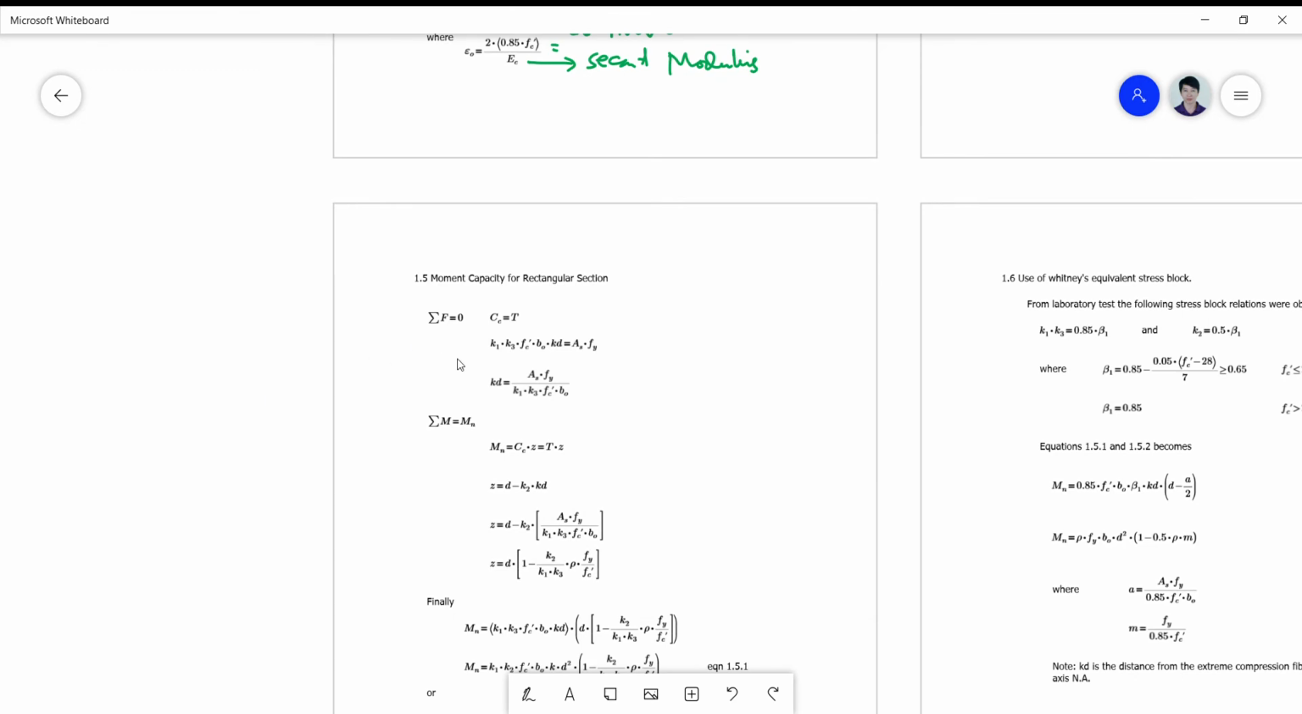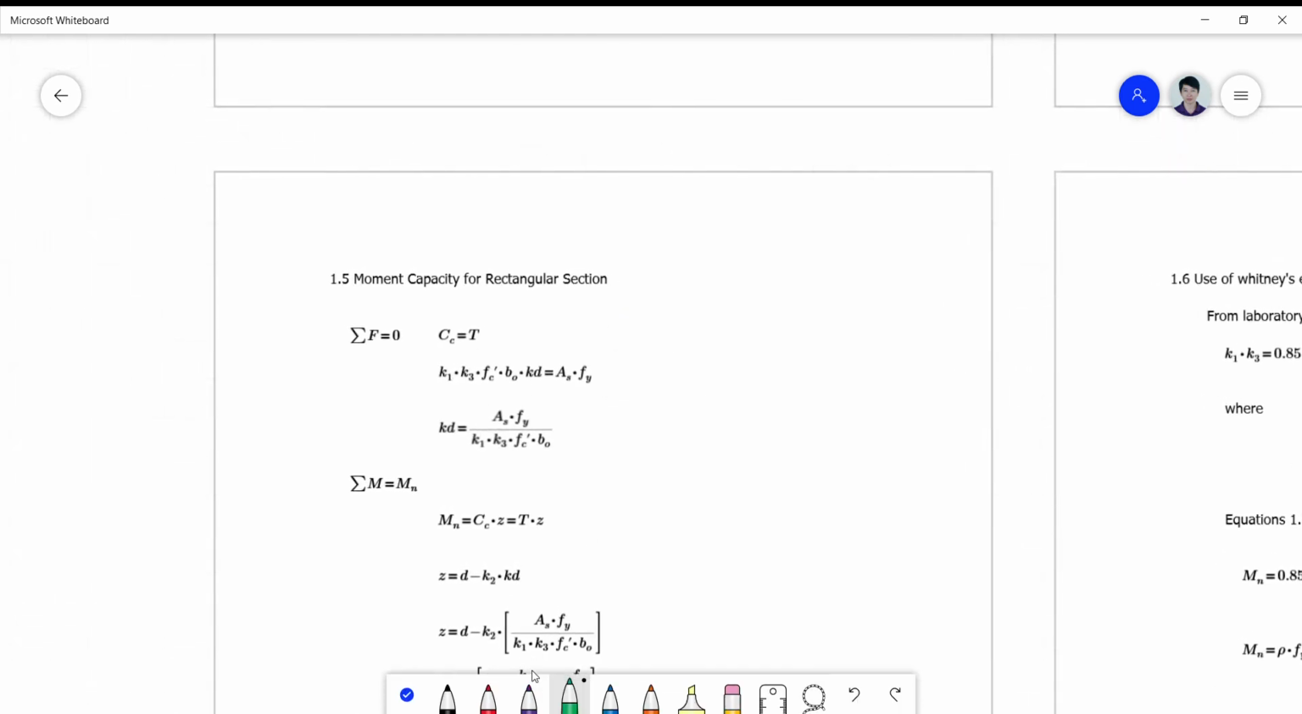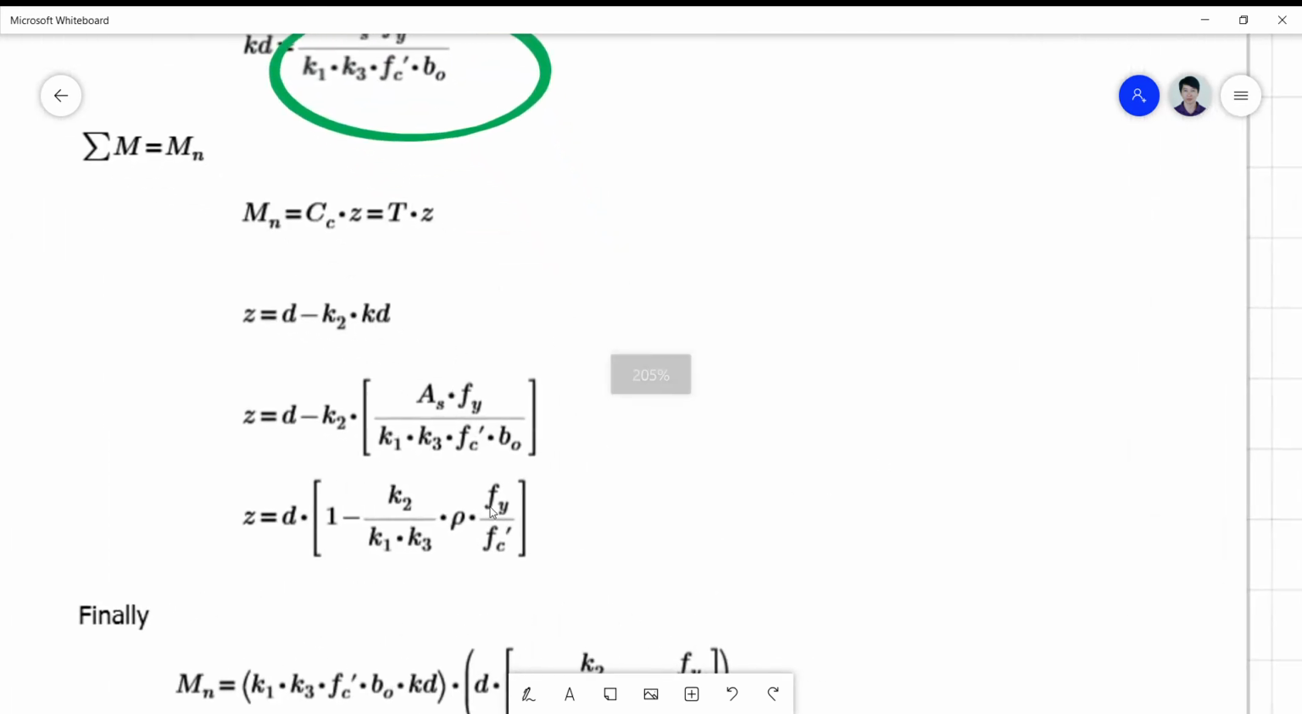Okay, so let's move to moment capacity. For a rectangular section, what happens with your formula? We know that for a rectangular section, your neutral axis is simply defined on the basis of the equilibrium condition. So this is CC. What is this? This is lambda O FC prime B KD is equal to AS FY. So you can get KD. Okay, so this is your KD. And if I get your moment as CC Z or T Z, I now get Z equals D minus K2 KD. I will now get D minus K2, I insert KD there. So I factor out D. So my value for Z now becomes D times 1 minus this value here.